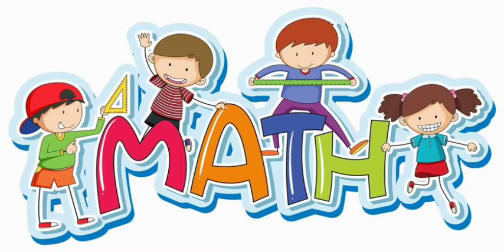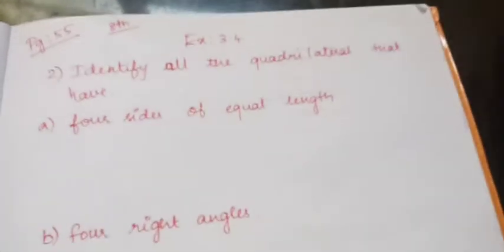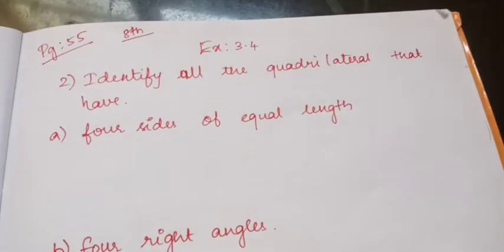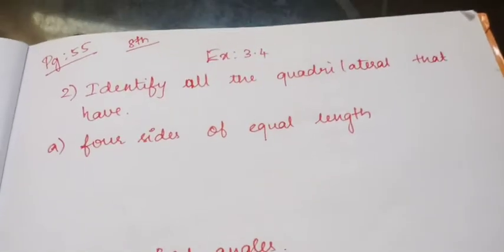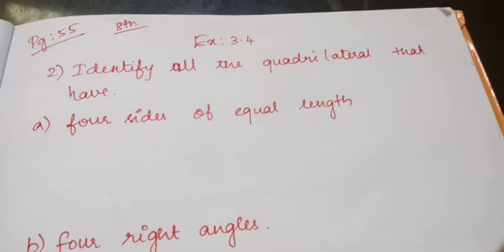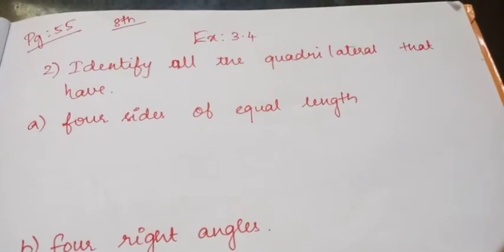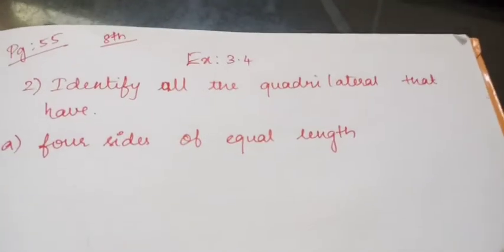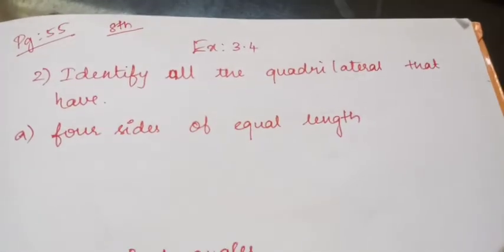Today's class we are going to continue exercise 3.4. You can take page number 55 in your NCERT textbook and you can refer the questions from your textbook. Okay? I hope you all have taken page number 55, children. Exercise 3.4. We are going to deal with our second problem because in last class we have discussed our first problem, which is true or false. Now we can deal with our second problem.